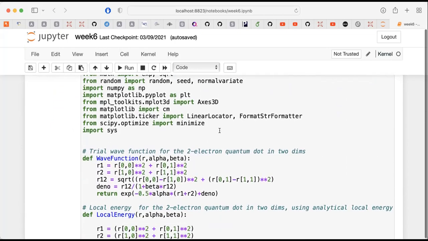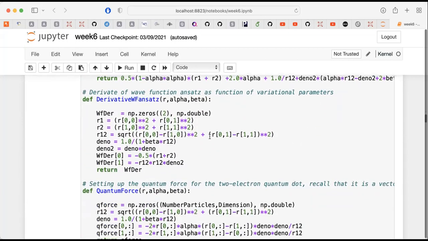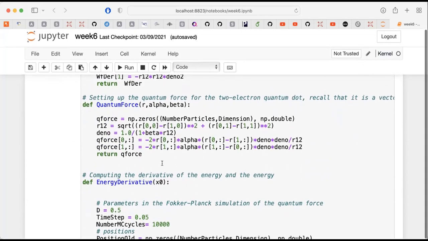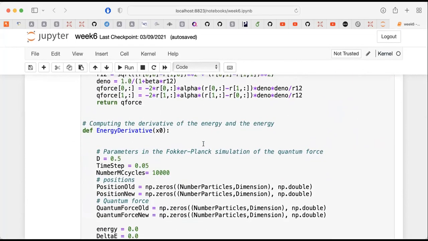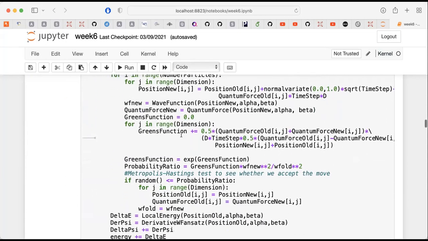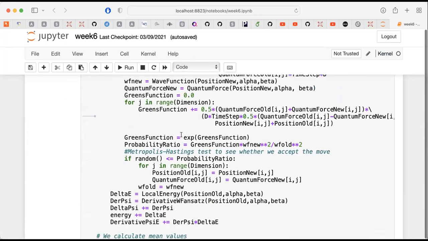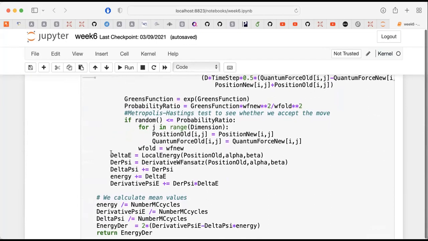The function which you saw previously is the same as we are using with the Broyden-Fletcher algorithm. But in this case, besides setting up the derivative, there is a function for the energy derivative, which receives an array with the variational parameters. And the same as we saw before with respect to the Metropolis test and importance sampling, all the ingredients you have developed are included here. What is also added here is the evaluation of these three integrals.